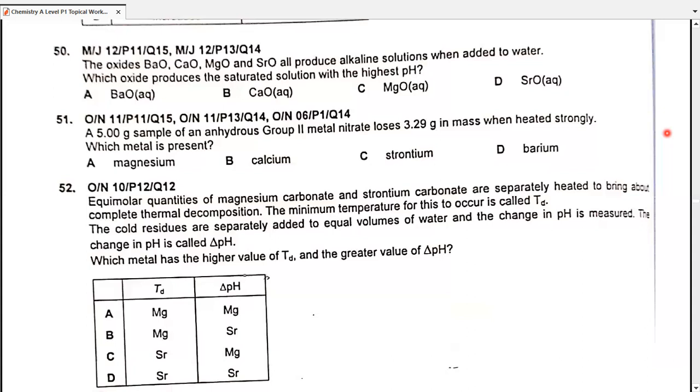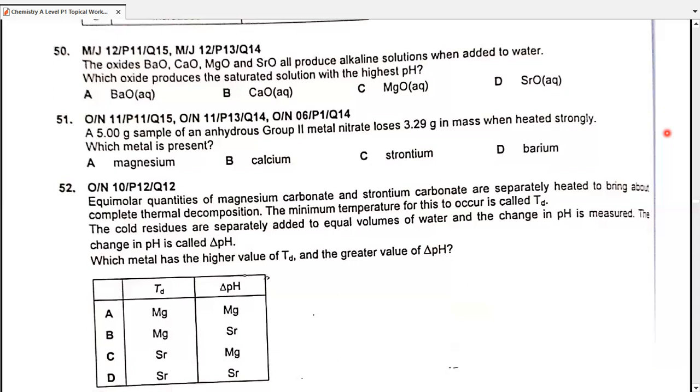You can take the values of nitrates, nitrogen oxide and oxygen. If you do this, the ratio of 5 to 3.29 will be equal to their ratios, because loss in mass is due to gases. So this 3.29 is equivalent to gases. If you want to do it directly, 5 divided by 3.29 is equal to 2 moles of magnesium nitrate divided by 4 moles of nitrogen dioxide and 1 mole of oxygen. Yeah, 2 moles of calcium nitrate divided by 4 moles of nitrogen dioxide and 1 mole of oxygen.